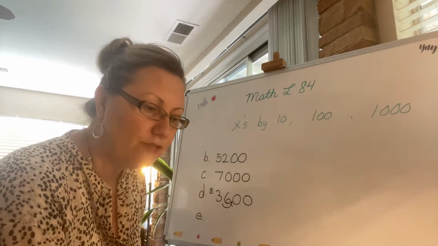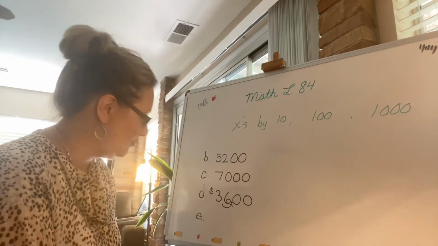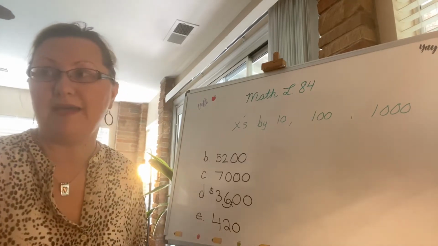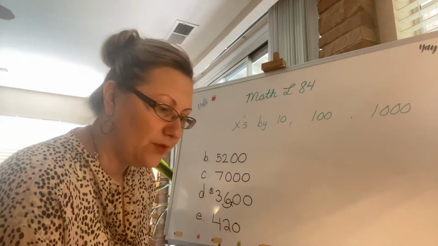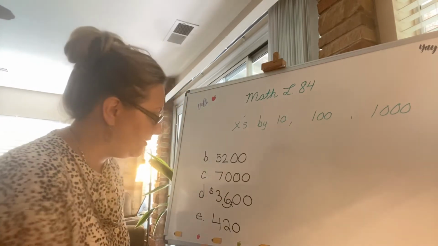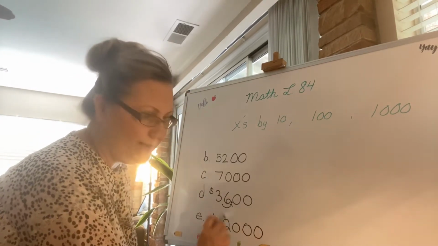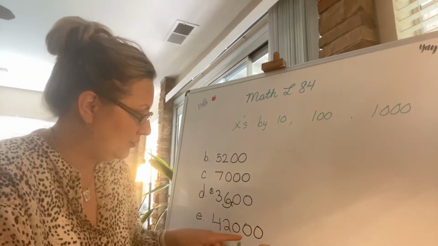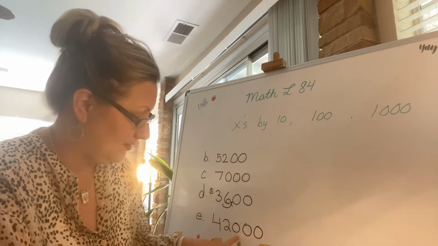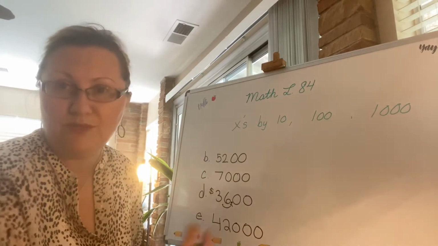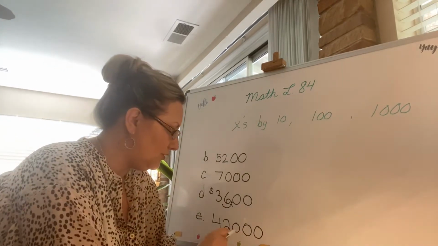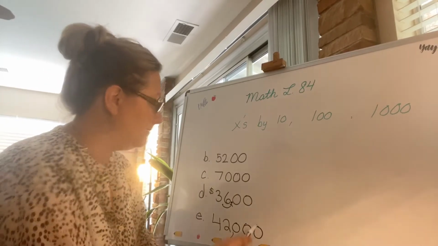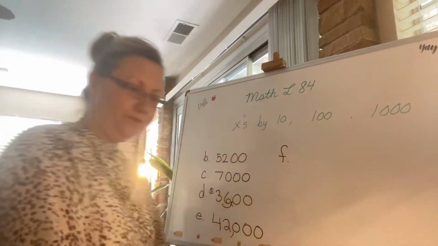Letter E says 420 times 100. So let's write down the 420. We're multiplying by 100, and since 100 has 2 zeros, we're going to add 2 zeros. And then there is no decimal point, so we're not going to move a decimal point 2 spaces over. What we'll do is we just need a comma here. So 1, 2, 3, comma, and there's our answer for letter E, 42,000.